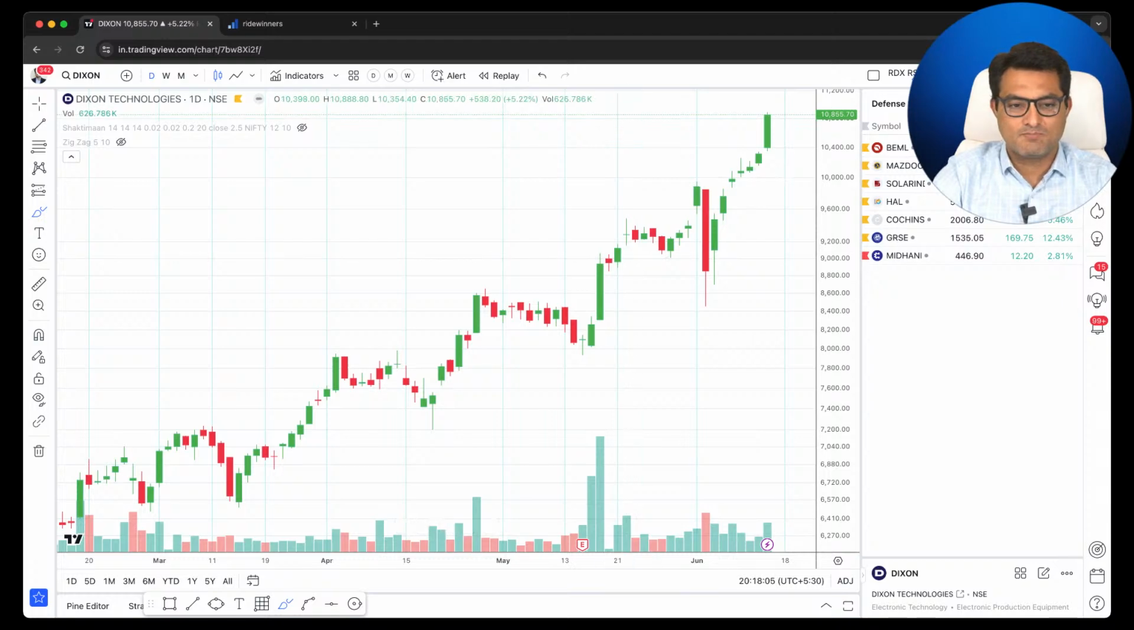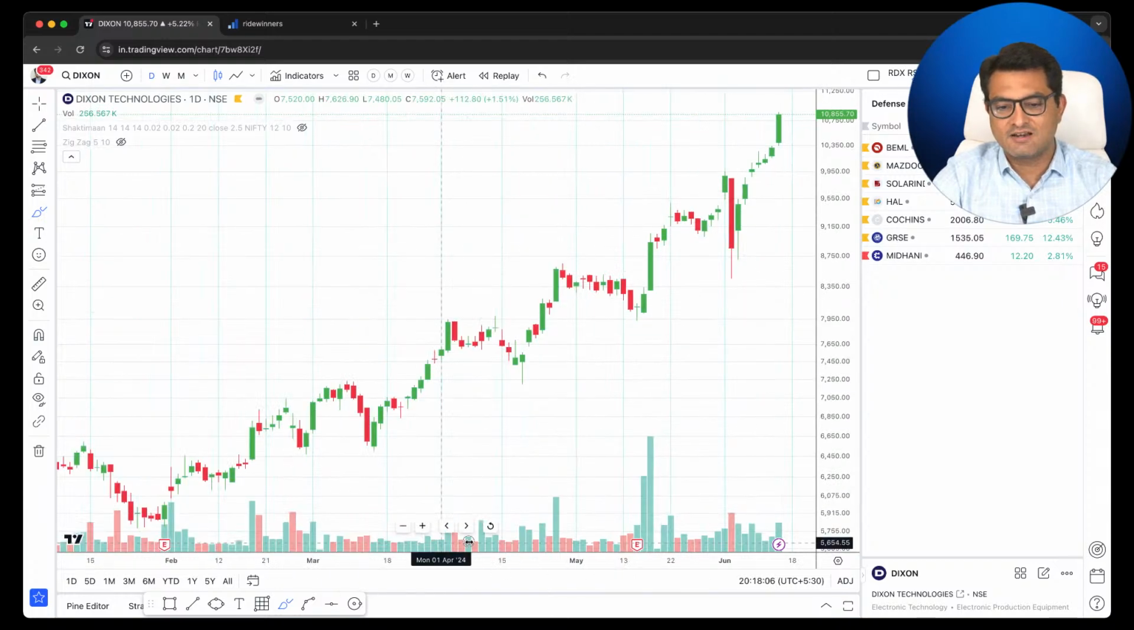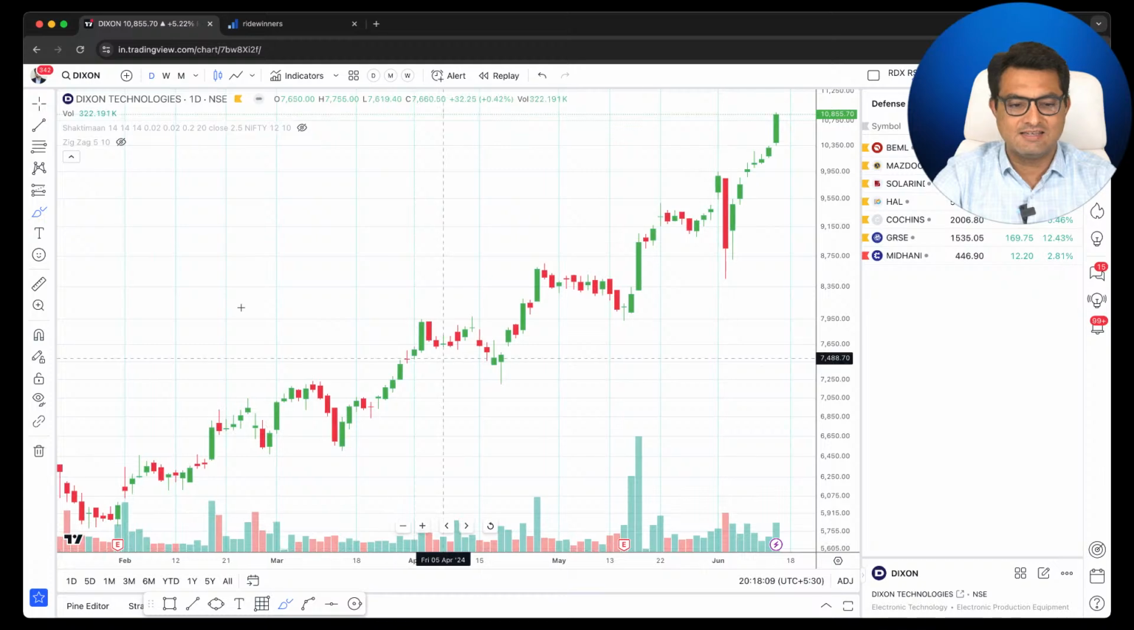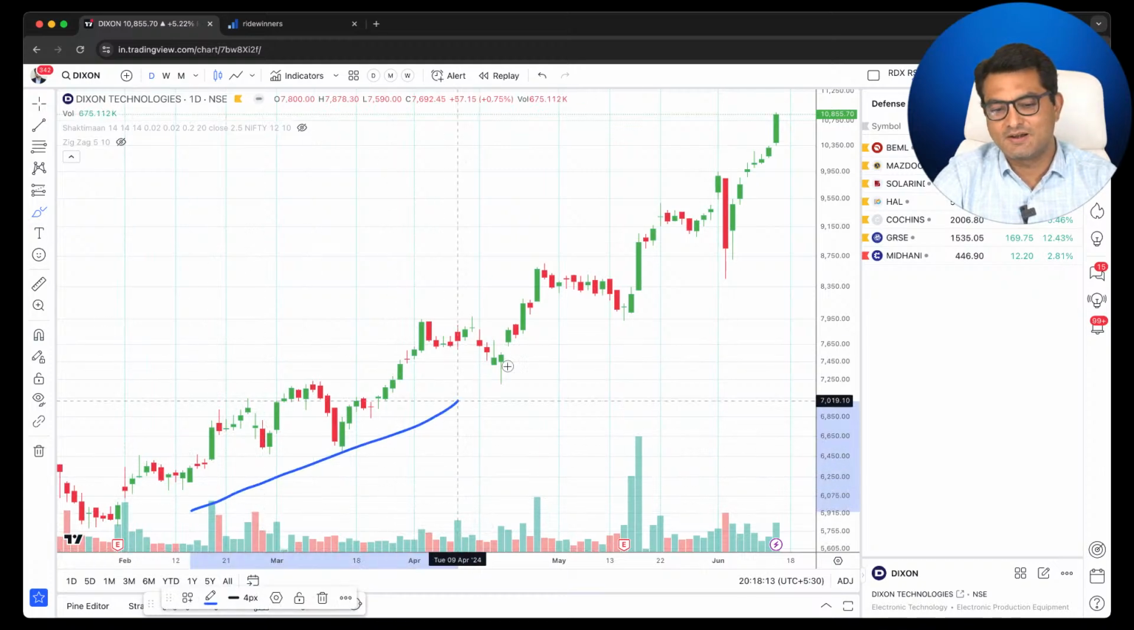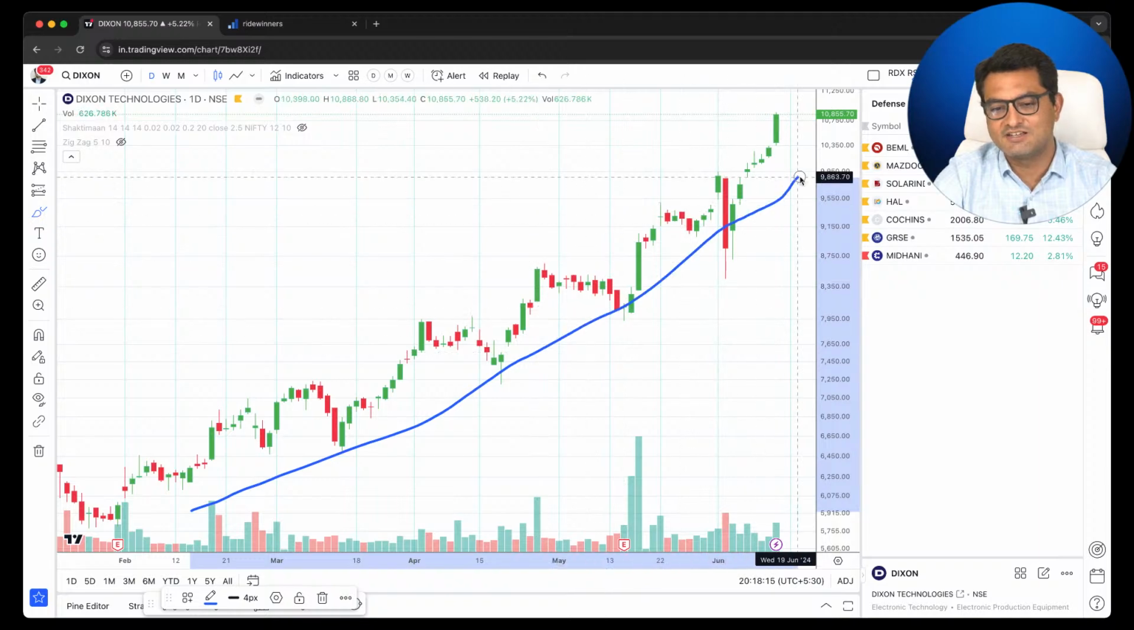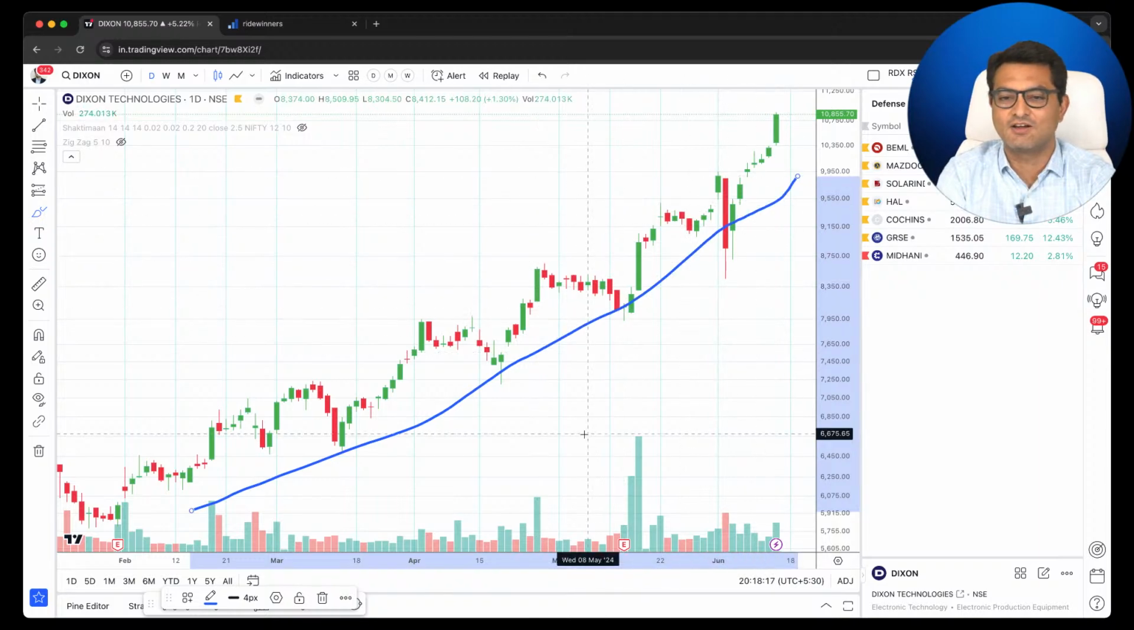So now tell me, in the daily chart we are in, we are seeing this move. Is it an uptrend, a downtrend, or a sideways move? What are we seeing right now in front of the screen? Type in the comment box. It's an uptrend. Okay. So this is how powerful technicals is.